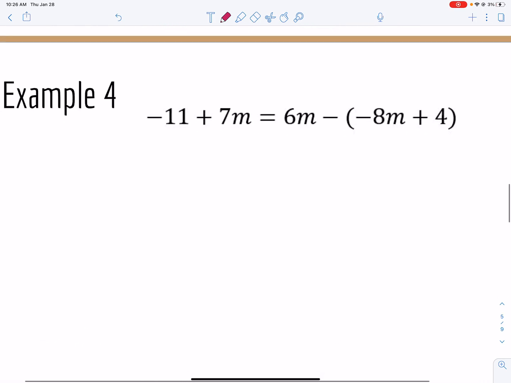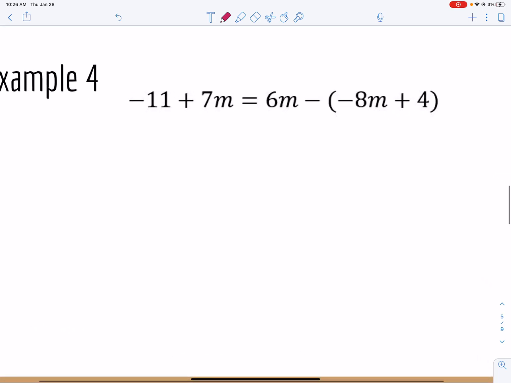So here is example 4. Again, I want you to pause and work it, and then we'll go over it. So pause.